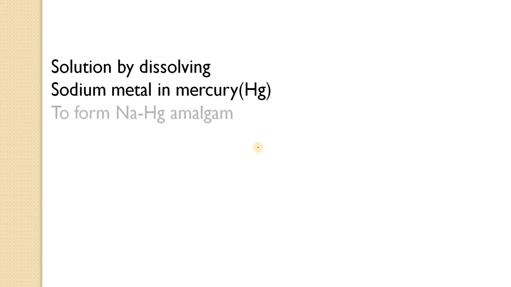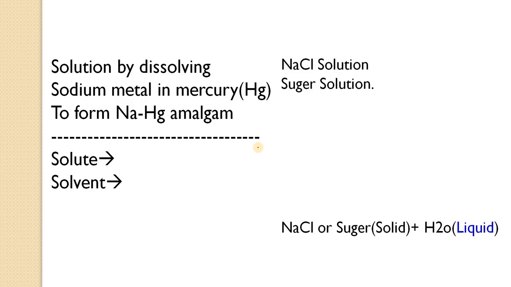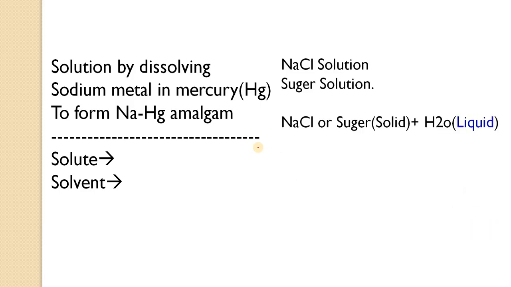Now I will ask you one more example. We are making another solution by dissolving sodium metal in mercury to form sodium amalgam. Tell me which one acts as solute and which one acts as solvent. And another solution, sodium chloride solution. We are putting sodium chloride, or salt, in water to form the solution, right? Here NaCl is the solute and water acts as the solvent in NaCl solution, right? This is very simple.